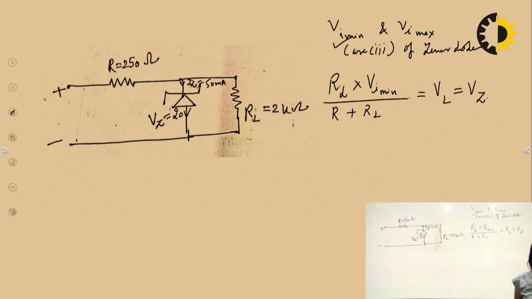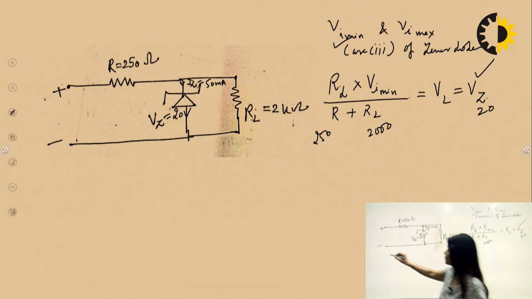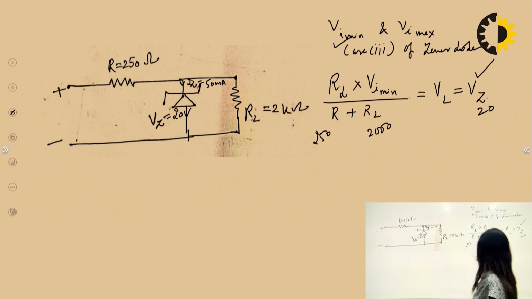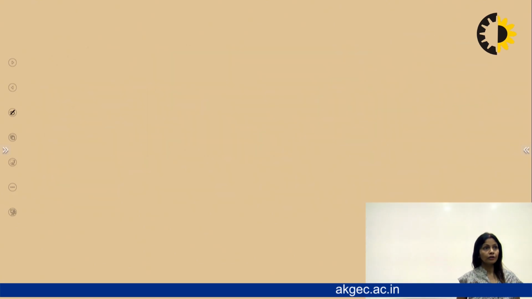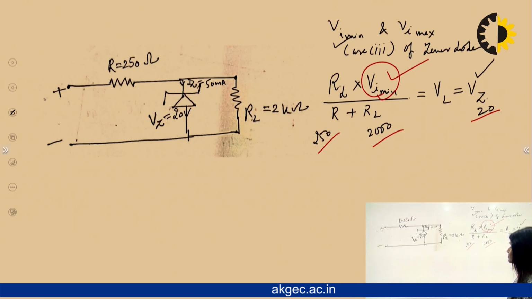Okay, this is the first formula, and we have given Vz 20. This is 250 and this is 2000. Put the value and you can find out the value of Vi minimum. You can find out because all these values are known. Just simply you can put this and you can find out the value of Vi minimum.